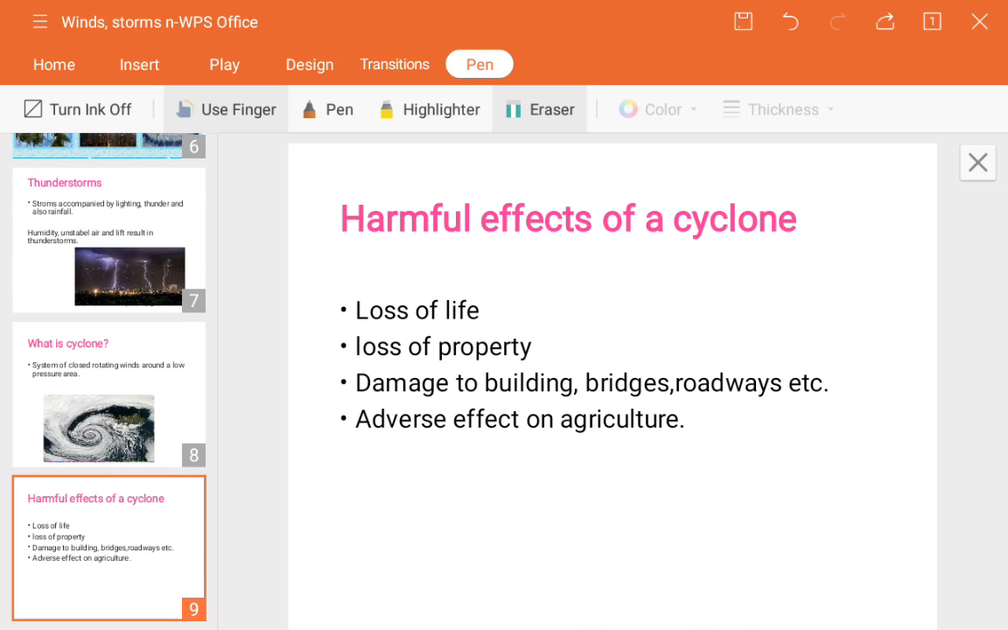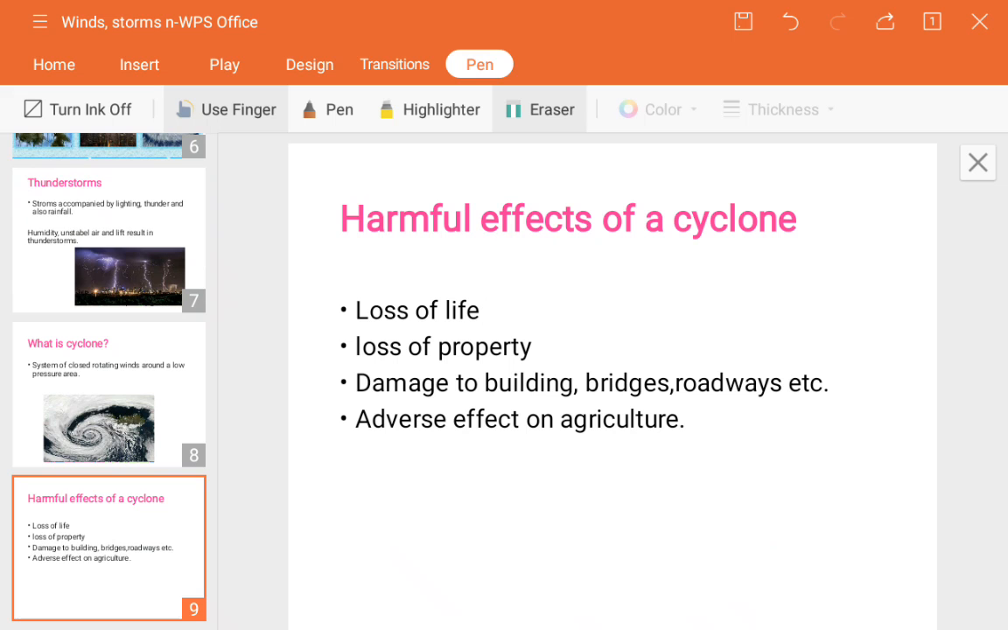Next, an adverse effect on agriculture happens, guys. Under the agriculture effect, the problems are that crops will be destroyed and soil fertility reduced. As we know, the upper layer of the soil is very nutrient-rich, and fertility exists only because of it. If it vanishes with the heavy water flow, then obviously fertility is lost. So these are the different effects on the life of living beings.